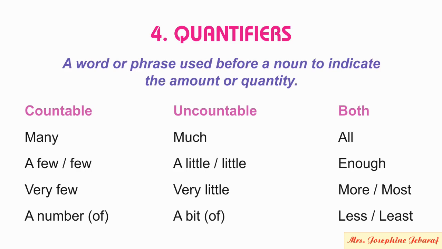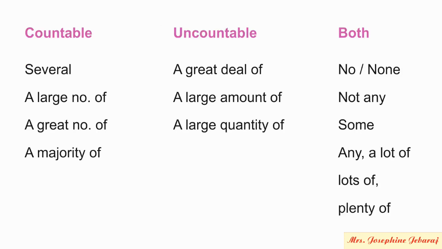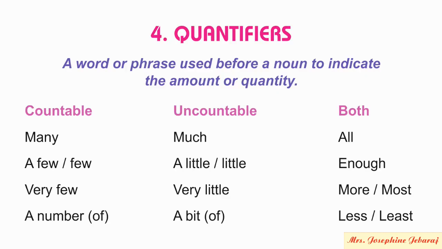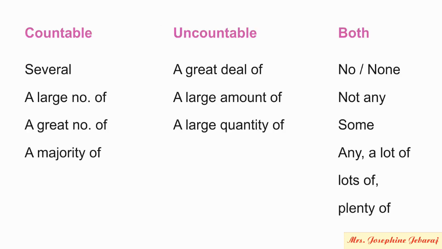Before countable nouns: many, a few, very few, a number of, several, a large number of, a great number of, a majority of. These words can be used before countable nouns. Let's see some quantifiers which are used before uncountable nouns. Much, a little, very little, a bit of, a great deal of, a large amount of, a large quantity of.